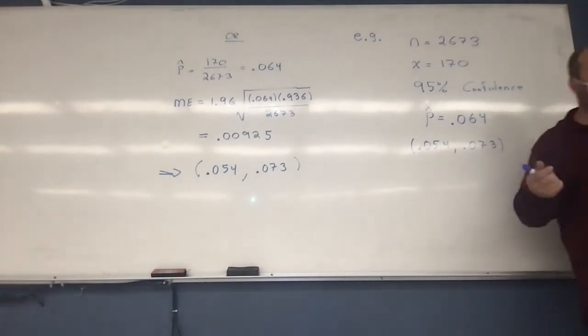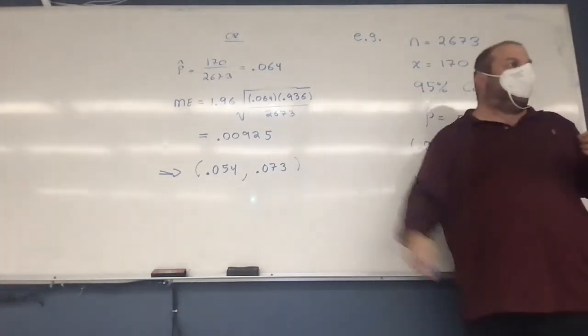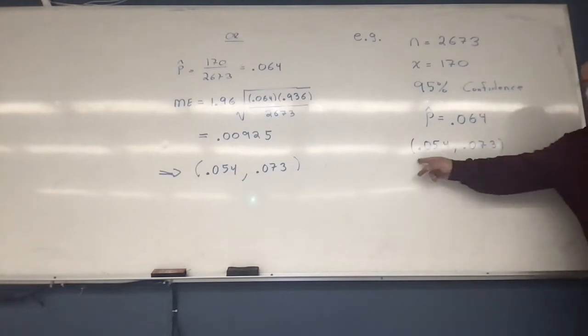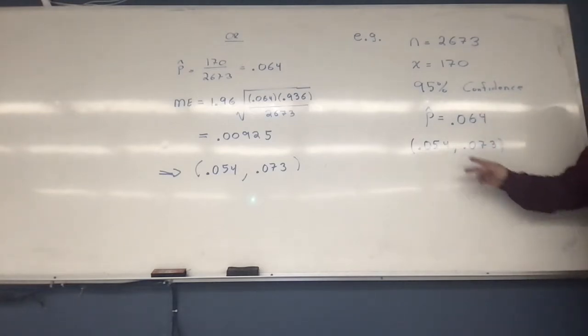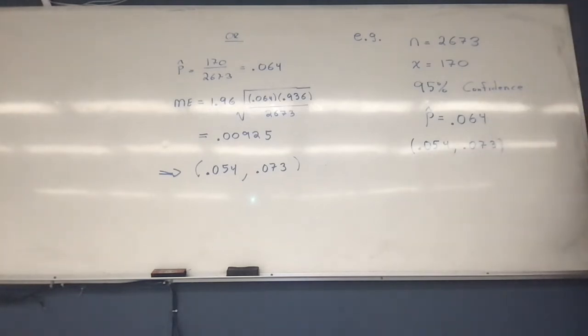I took a sample. This is what I got. I got 0.064. Does that mean that's a true value? No, that's just my sample value. But I'm 95% confident that the true value, whatever it is, is between these two numbers. Is it definitely between these two numbers? No. I'm 95% sure that it is.